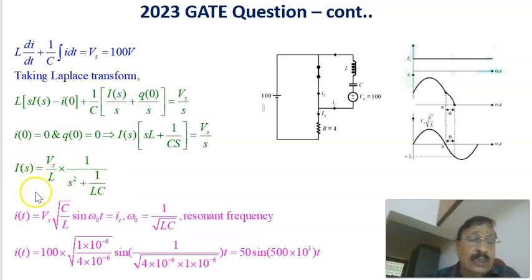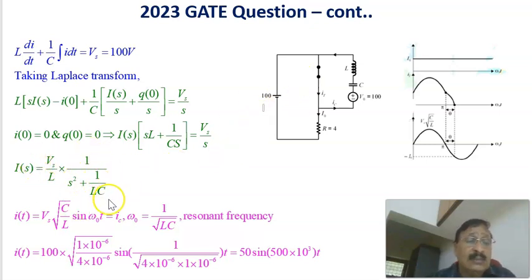We have to take the inverse Laplace transform of this equation to find out the current i(t). What is this current? Actually, this current is nothing but the capacitor current. We are defining it as IC. To derive it, you have to take the inverse Laplace transform.